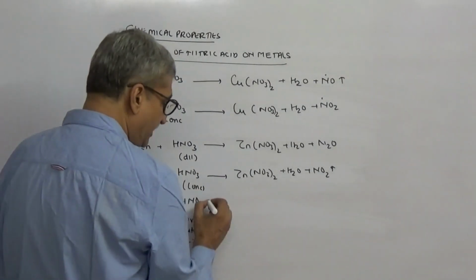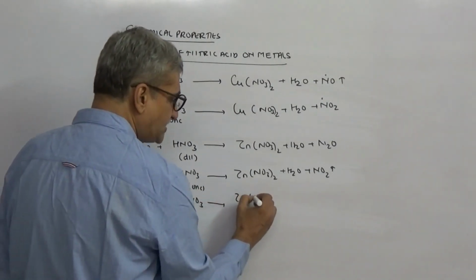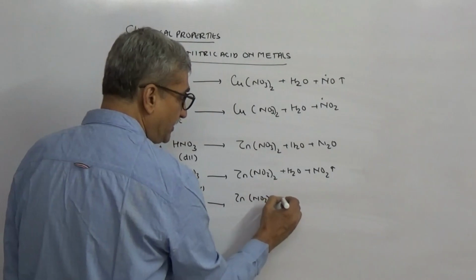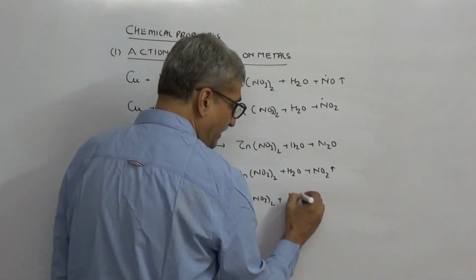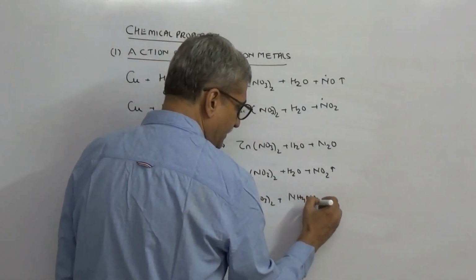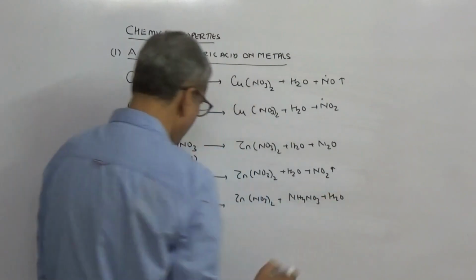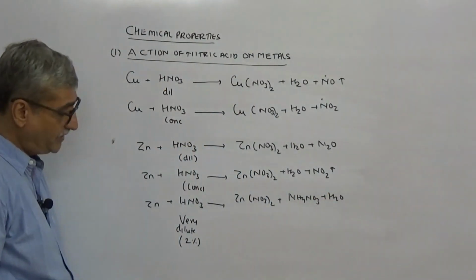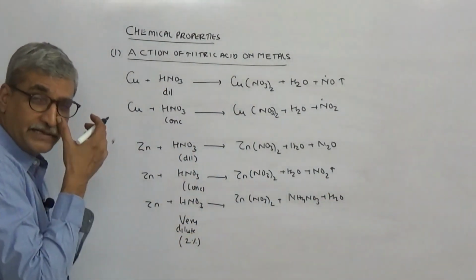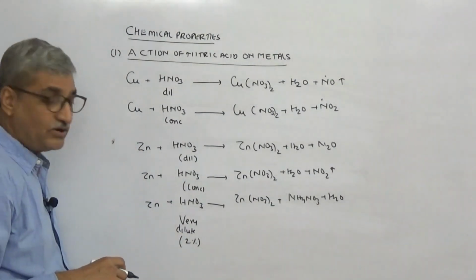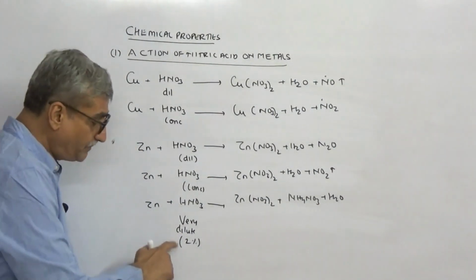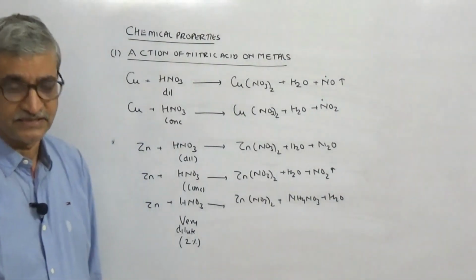Many textbooks have not given this. So what happens? You get zinc nitrate, no doubt, Zn(NO3)2, plus here you will get ammonium nitrate plus H2O. So here this is a case where you have to remember this. So always read the question carefully. Just dilute, or sometimes they say very, very dilute, or they give you the percentage 2%. Is this point clear?